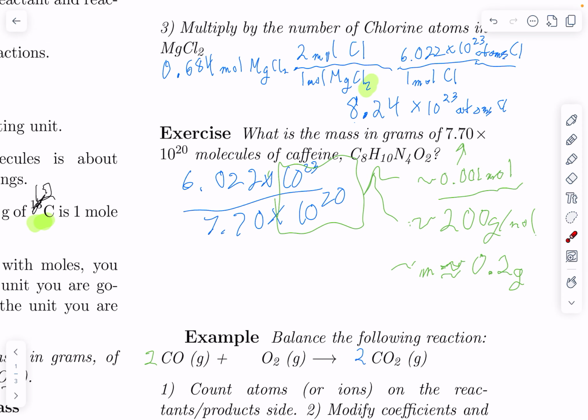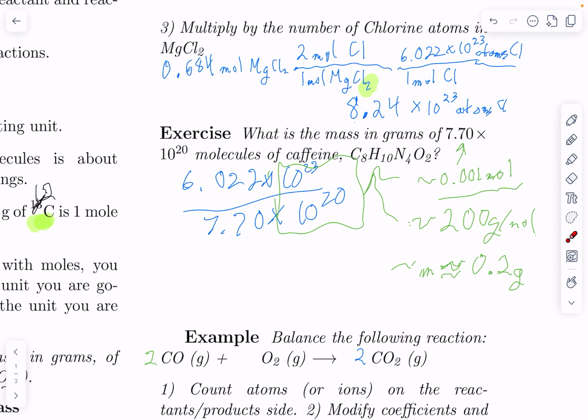Okay, the next one I haven't worked out in detail because I want you to work it out, but I do show you some tips. What is the mass in grams of 7.7 times 10 to the 20th molecules of caffeine? Notice that 10 to the 23rd is 1,000 times bigger. So that means that you're going to have 1,000th of a mole of caffeine.